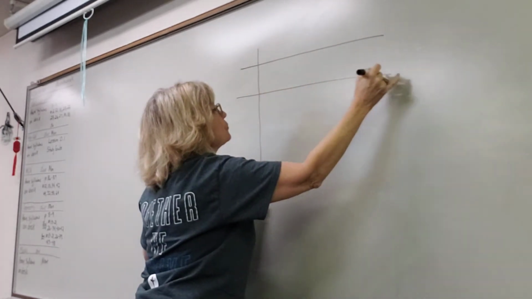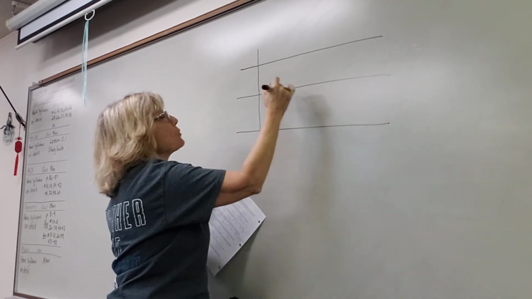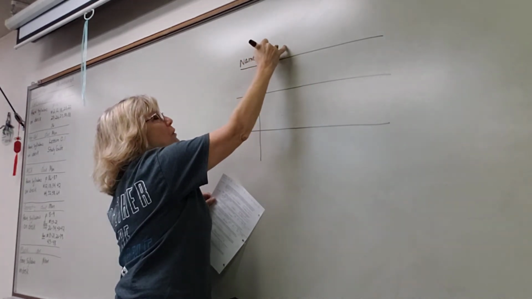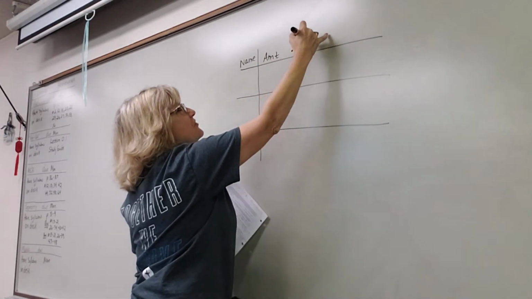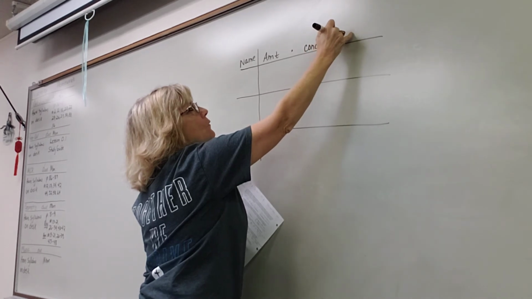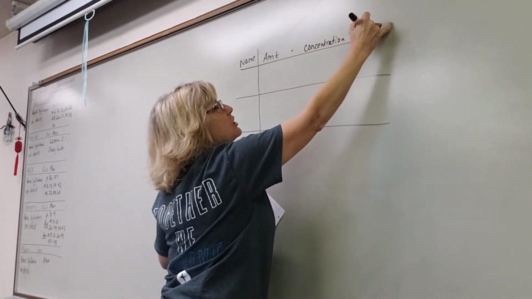All right, so I'm going to create a little box. This is always my go-to. And the box is always the same. We start with a name, and then we have an amount times, in this case it's a concentration, but it could be cost as well. A concentration, and it's going to equal some total.